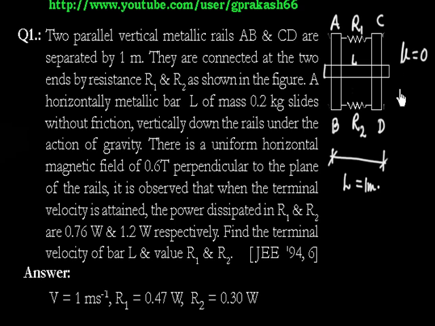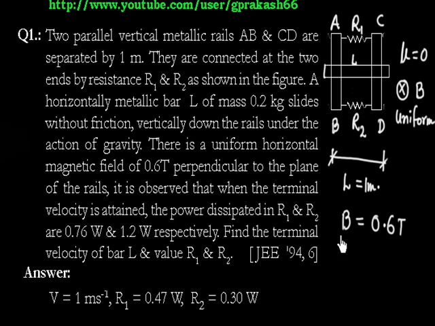And the magnetic field is uniform. Let us say the magnetic field in this whole region is directed inside and is uniform. Are you getting or not? And this magnetic field value is given to you, that is 0.6 Tesla. So B is given to you as 0.6 Tesla.